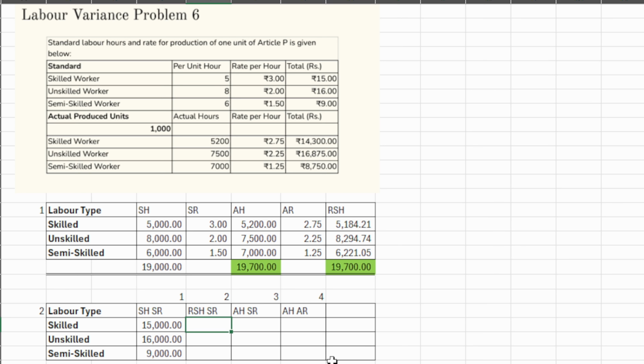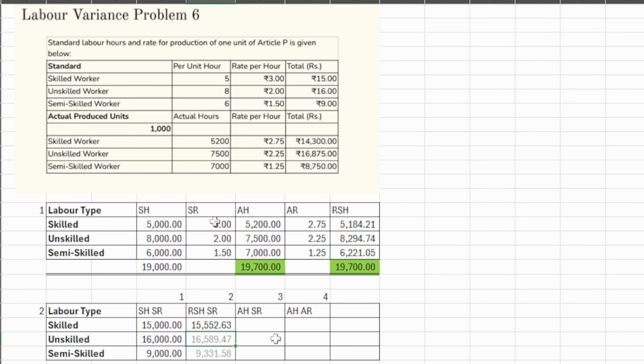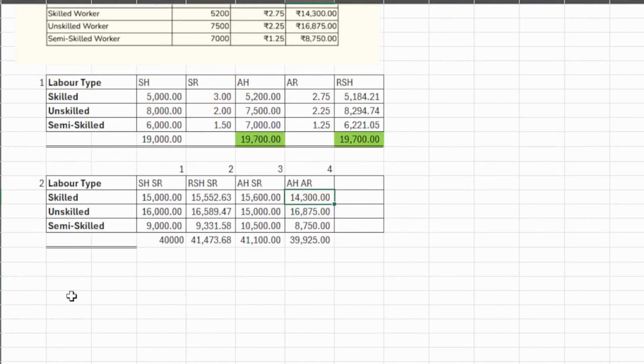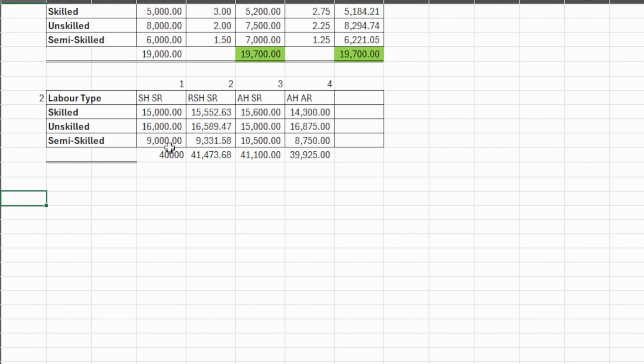Next, I will again do RSH into standard rate. Then I will do actual hour into standard rate. Then I will do actual hour and actual rate. Once I cross-check, this SH/SR is correct, this RSH/SR is correct, AH/SR is correct, AH/AR is correct. So this is my second step. Now I take the total of all these columns. I am left with these 4 values.